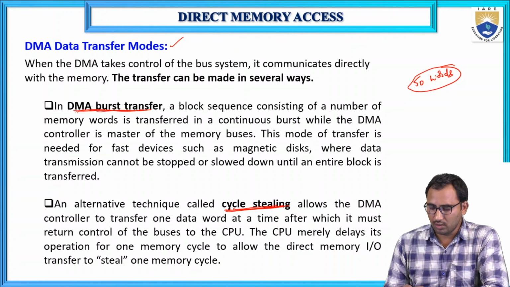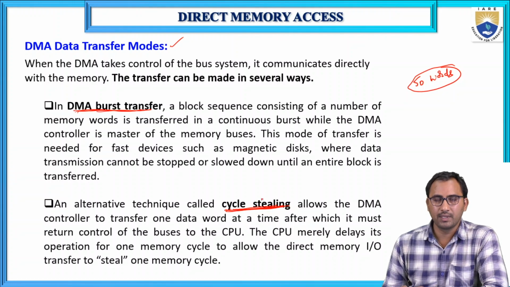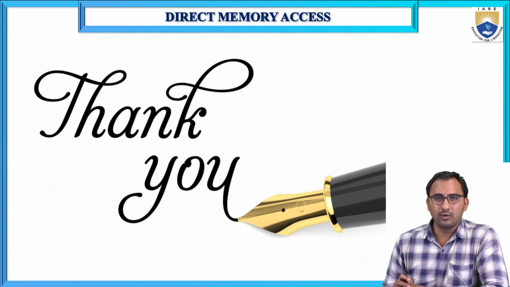That's why it is called cycle stealing, because the name indicates that the DMA controller steals the buses of the CPU. So these are the two transfer modes of the DMA. In this lecture, we have discussed what direct memory access is, its block diagram, and various methods of transferring the data from the IO device to the memory.